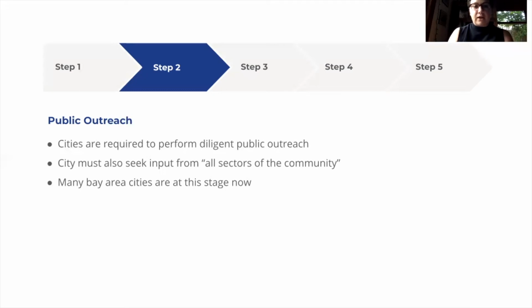So a lot of Bay Area cities are at this stage now. Honestly, a lot of Southern California cities are still doing this, and we are about a year and a half ahead of you guys as far as our deadline.